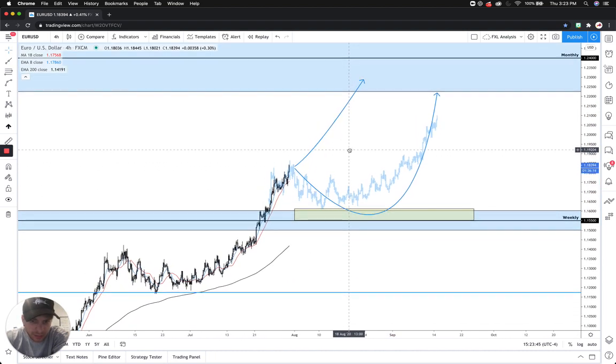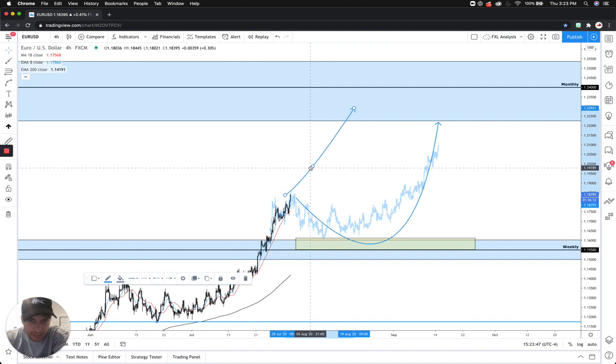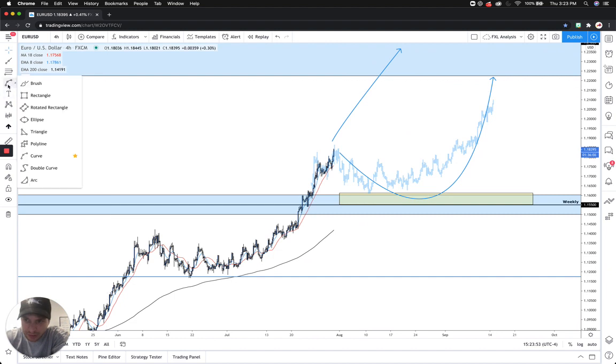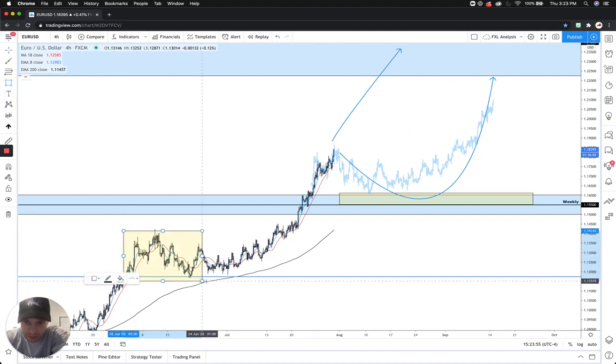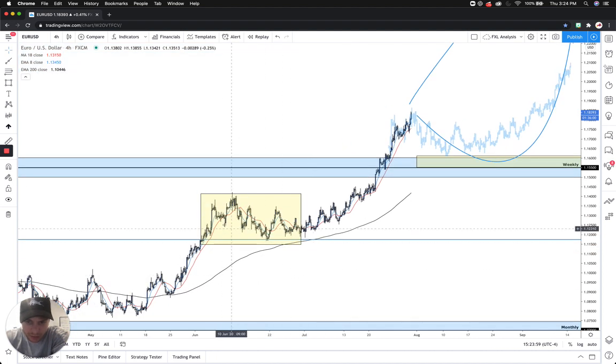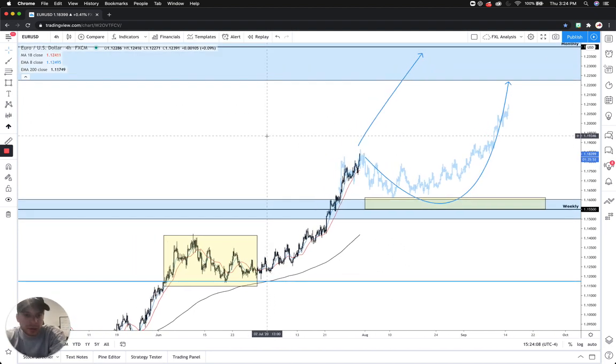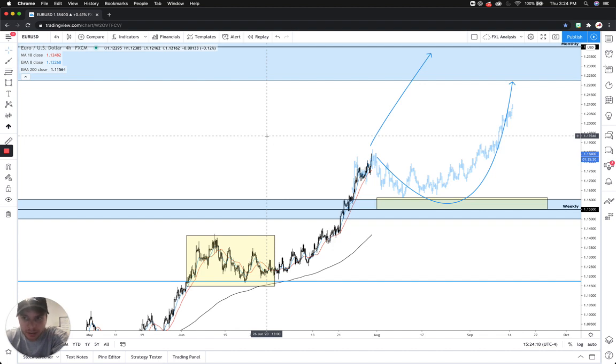Definitely looking nice with that. But again, it could just keep going. Could just keep going for now. And we'll have to wait until we see something like this over here to then get a potential entry on. We want to see this consolidation. We want to see this pullback. Some patterns in here as well. That's what we want to see before we can take a good, high probability trade on Euro USD.